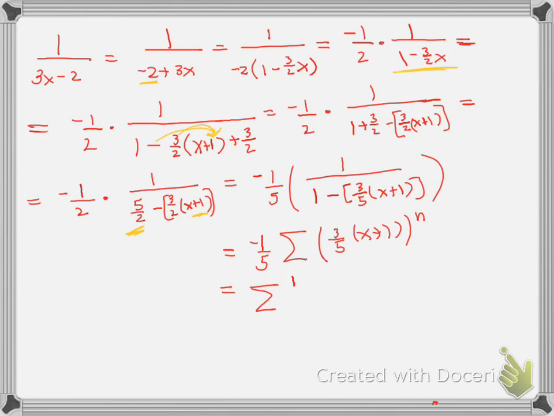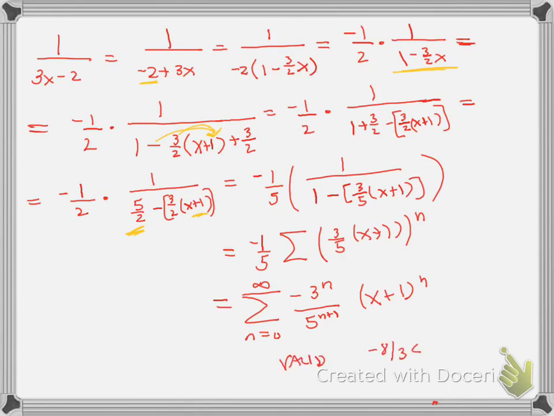I'm actually just going to give the final answer. I'm skipping steps, but don't skip steps in your notes because I want to make sure you understand how we got that. Your final answer is the sum from n equals 0 to infinity of -3 to the n over 5 to the n plus 1, times x plus 1 to the n, where the negative is not in parentheses, it's just -3 to the n. And this is valid for the interval -8/3 to 2/3. Check to make sure that's correct.